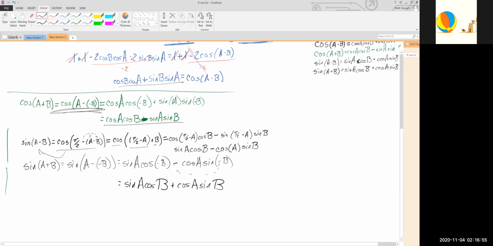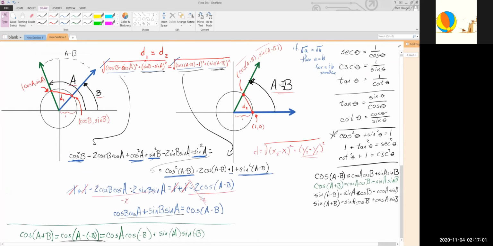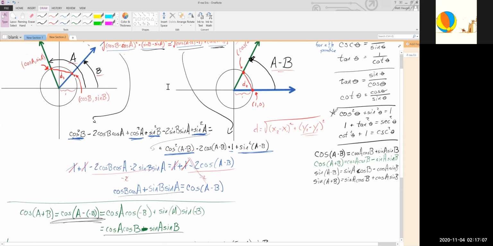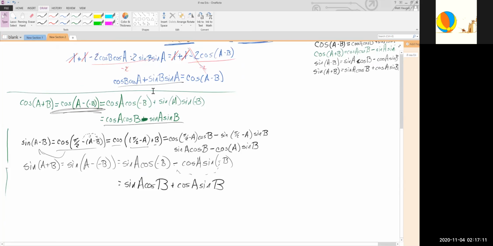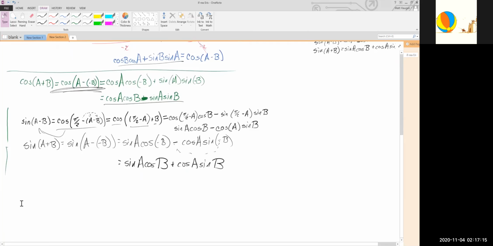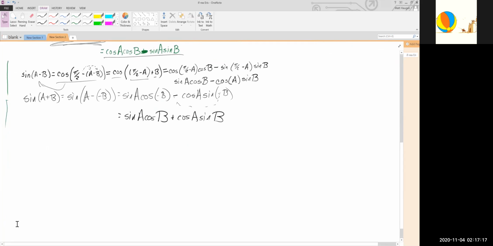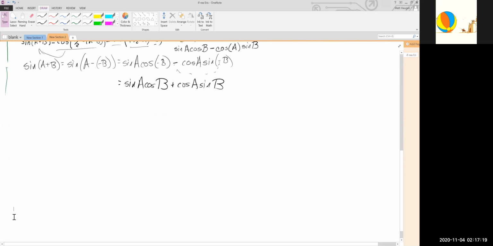Well, great. That's our angle sum and difference formulas for both sine and cosine. Again, remember, this is all built from this one argument with our two lengths having to be equal, mixed with our ability to manipulate our trig functions. Those are very, very powerful tools that allow us to manipulate these things.